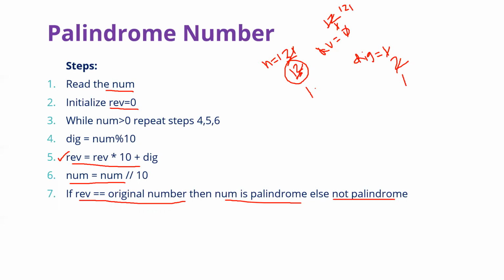Again num equal to num by 10. 1 by 10 is nothing but 0. Now this time observe, is number greater than 0? If 0 is greater than 0, this condition failed. So you stop here and check. Reverse is equal to the original number 121. So we can say that 121 is a palindrome number.